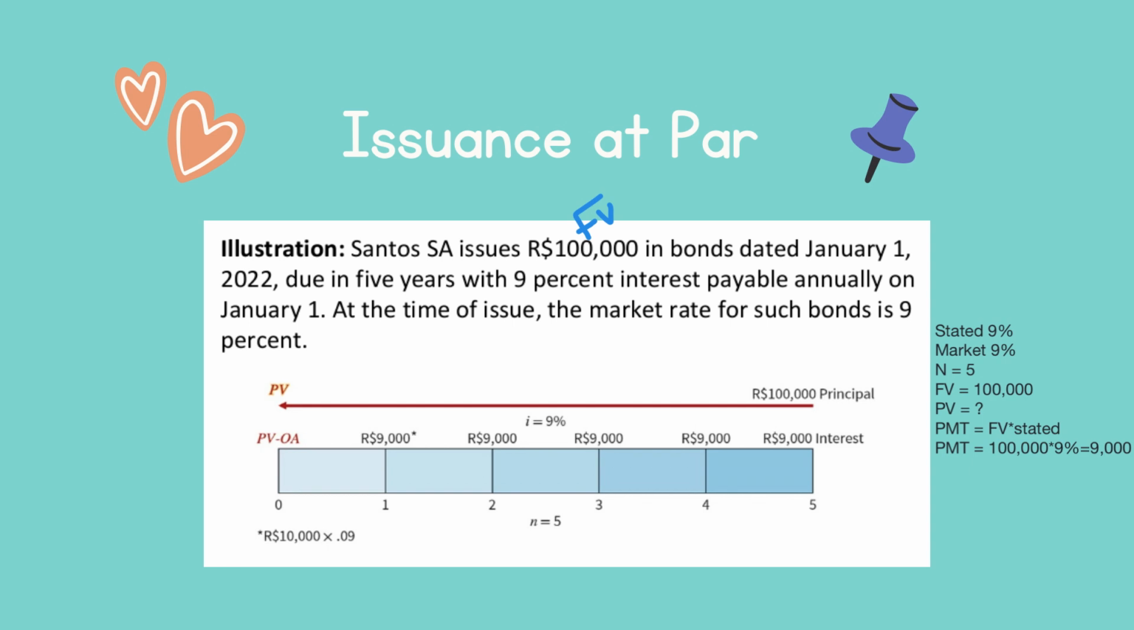So I'm going to use the annuity table for this one, okay? Because it's going to happen more than once. I'm going to pay the 9,000 5 times, not only once, okay? So let's see how to calculate it.